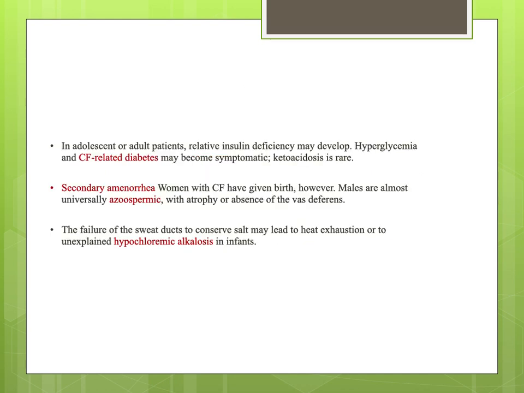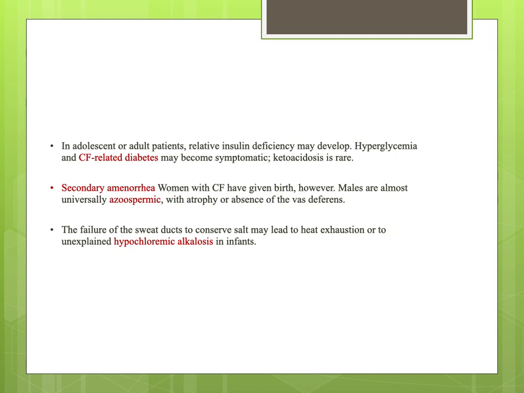In adolescent or adult patients, progressive pancreatic damage can lead to enough islet cell destruction that will cause an insulin deficiency. Initially, it will result in glucose intolerance, but with time, true diabetes that requires insulin therapy may develop. It is called cystic fibrosis related diabetes. The failure of a sweat duct to conserve sodium and chloride will lead to hyponatremia and hypochloremic metabolic alkalosis, especially in infancy.